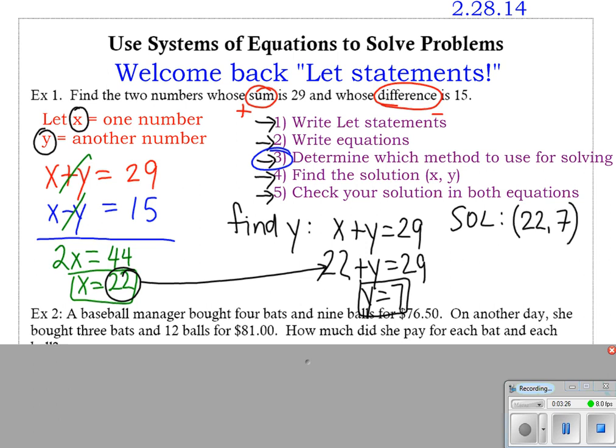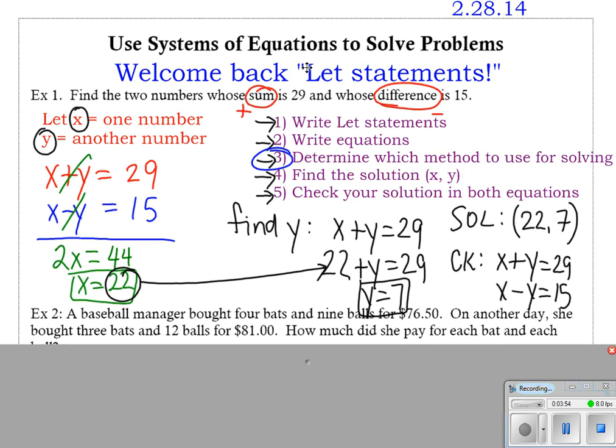Now, because we're needing more space and I'm going to need more time, I'm going to ask you to do the check on your own. And I will be looking at your notes, and if the check is not there, guess what? I'm going to make you do it. So, do your check, make sure you write your original equations, substitute in your x and your y, and this solution should work in both.